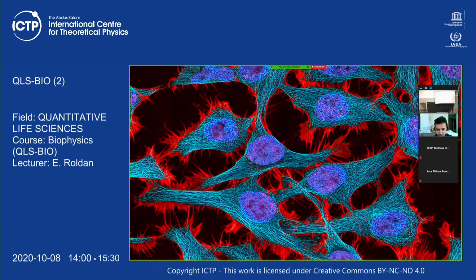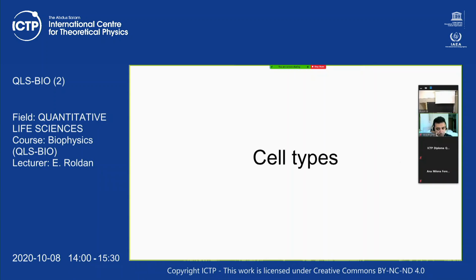I was showing your colleagues here in Trieste an image of human cells. You see the nucleus. This is from the microscope. The nucleus is in purple. The cytoskeleton is in blue. And also these lamellipodia, which are part of the cytoskeleton, are in red. So these cells are dynamic objects, so they move, they divide, they grow. So you don't think about them as a static object.